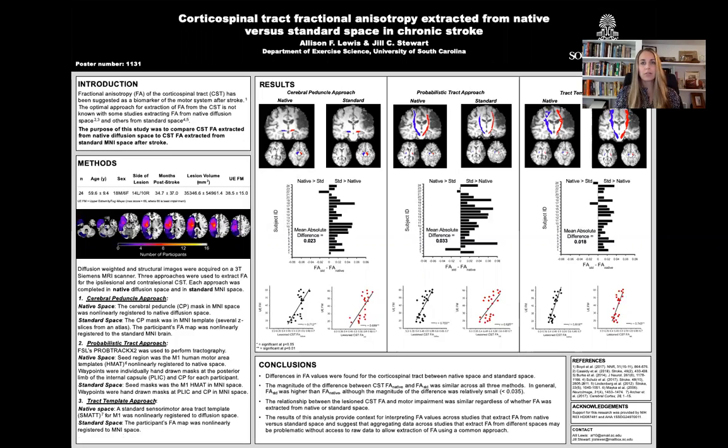And today I'm going to talk to you about a project that I've been working on titled Corticospinal Tract Fractional Anisotropy Extracted from Native versus Standard Space in Chronic Stroke. So I'm going to start with a little background.